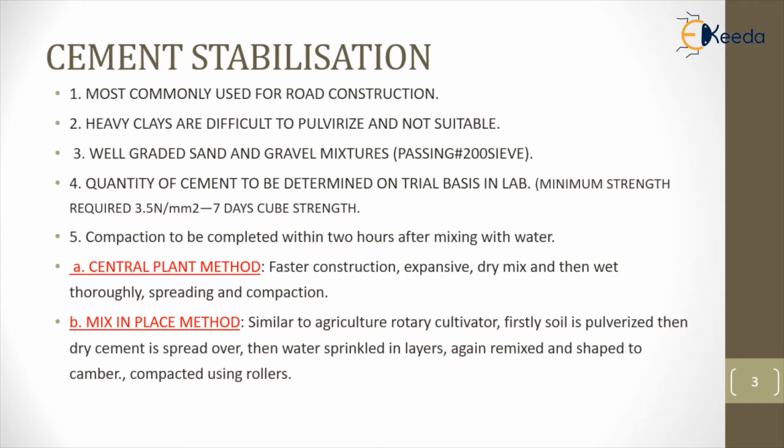There are two methods by which we can mix the cement with the soil. First, we can mix the soil and the cement and then add the water. After that, we spread it and compact it using rollers. In the second method, the mix in place method, we first pulverize the soil, then the cement is spread over it, water is sprinkled in layers, it is remixed and then compacted using rollers.